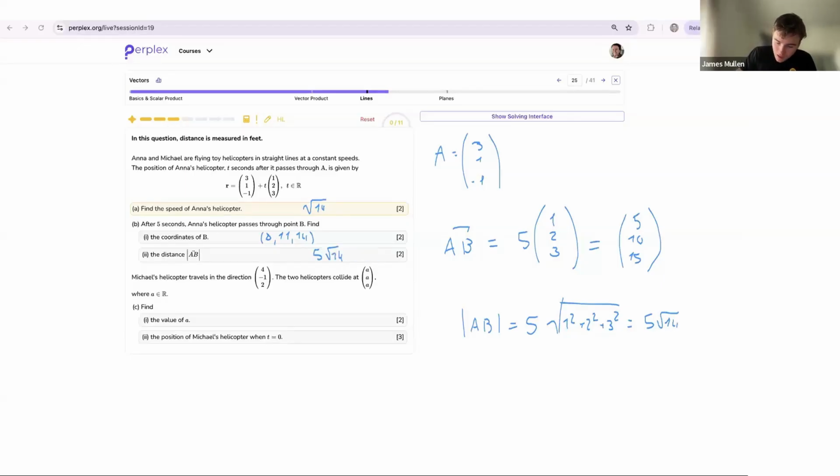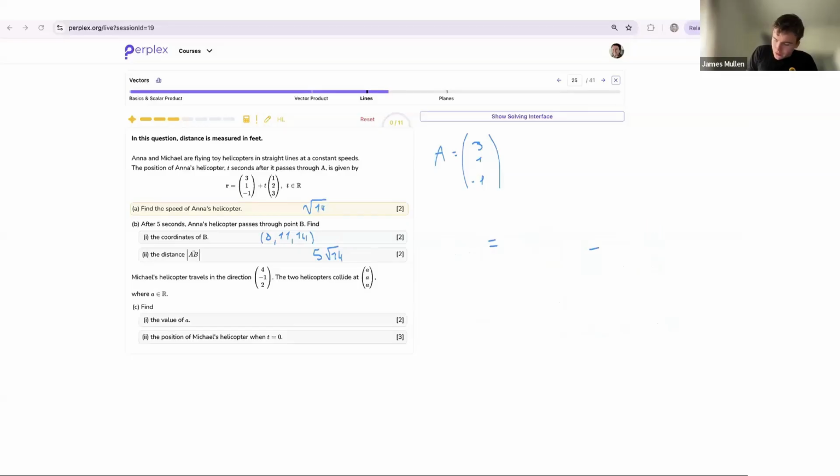But anyways, now we're told that Michael's helicopter travels in a direction (4, -1, 2). And the two helicopters collide at A. And we want to find the value of a. That's the first thing we want to do. Okay, so find the value of a, that is, the point at which the two helicopters collide. So let's set up an expression. Basically, if I know that they collide at A, I don't even need the direction of Michael's helicopter yet. I can just say that (3, 1, -1) plus t times (1, 2, 3) is equal to A.